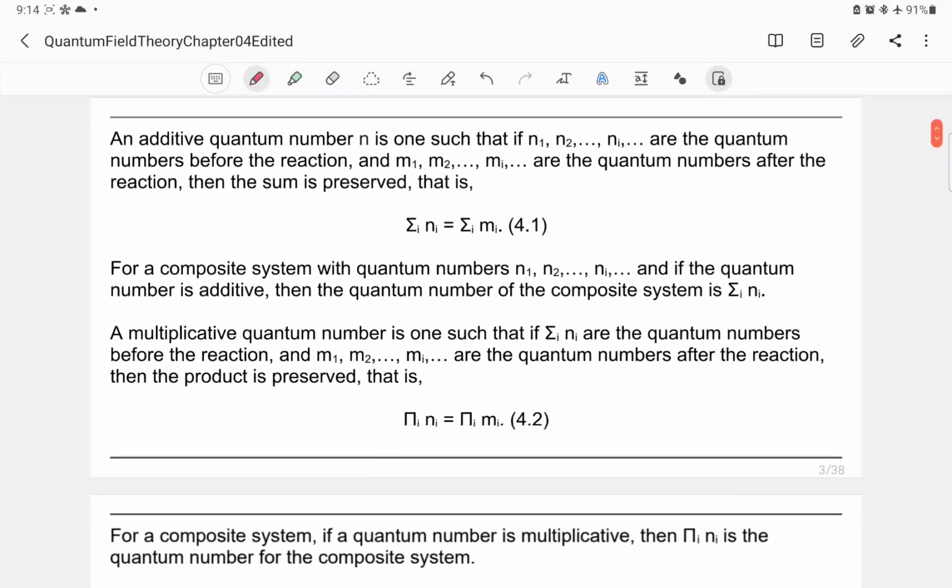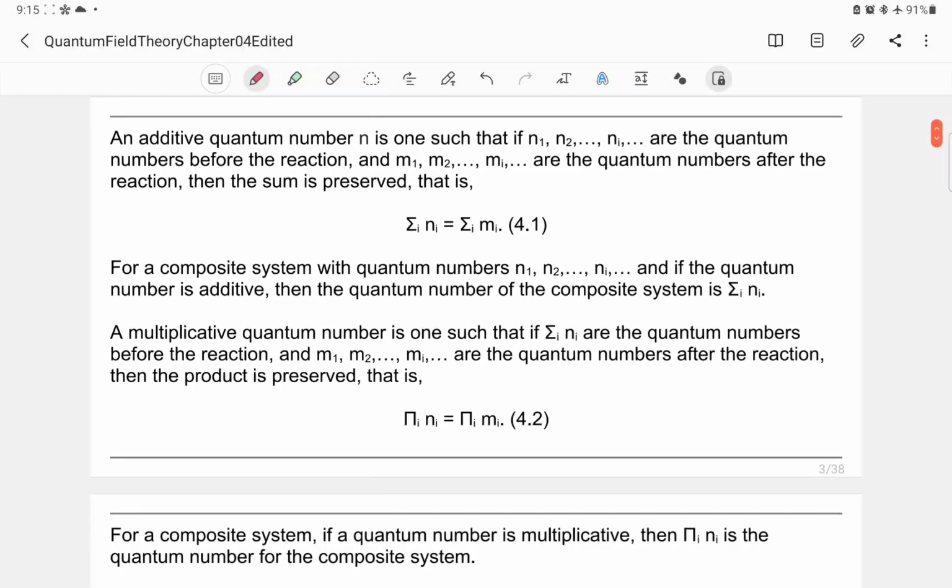An additive quantum number n is one such that if you have particular quantum numbers n1, n2, ni before the reaction, and different quantum numbers after the reaction, the sum will still be the same, even though the individual numbers are not the same in the initial and final states. So the sum should be the same for any reaction.